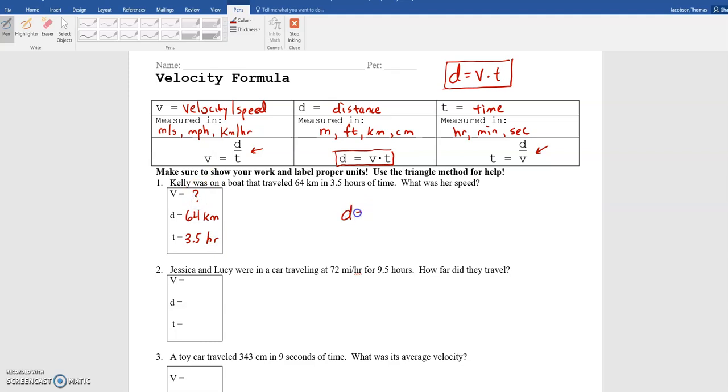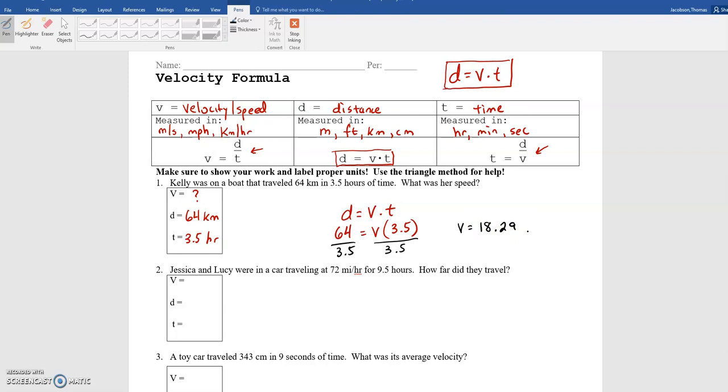Now, when I solve these problems, I always write out my equation, d equals v times t, and then I plug in the numbers that I know. So the distance is 64. The velocity, I'll just leave as v, and the time is 3.5. Now, hopefully from junior high, you remember that to get v by itself, you would divide by 3.5. And then you would go to your calculator and do 64 divided by 3.5, and I get about 18 point, I'll round it to 2 decimal spots, 18.29.